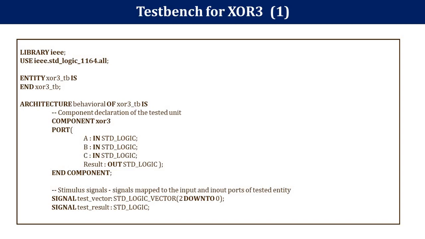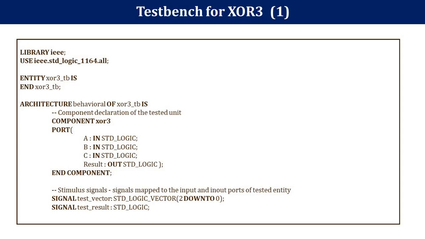After that, write down the component declaration of the tested unit. Here we have to declare XOR3 as a component, because the main code for the XOR3 we have already written. Declare this as a component. Component XOR3 port. Now here you have to declare the ports of your main code. A colon in std_logic, B colon in std_logic, C colon in std_logic semicolon, and the output result colon out std_logic. Complete the bracket, semicolon, end of the component.